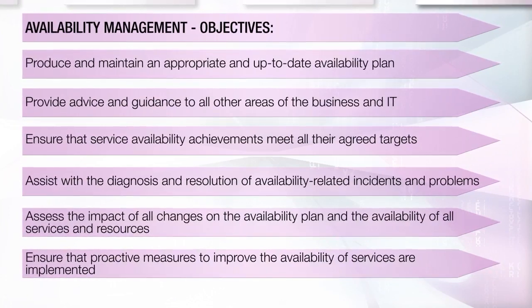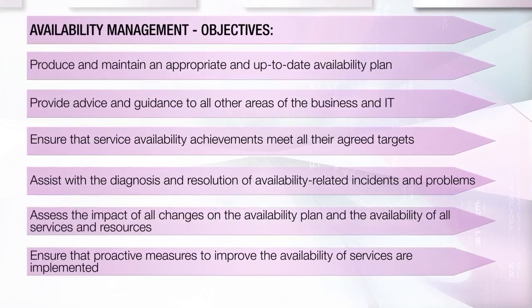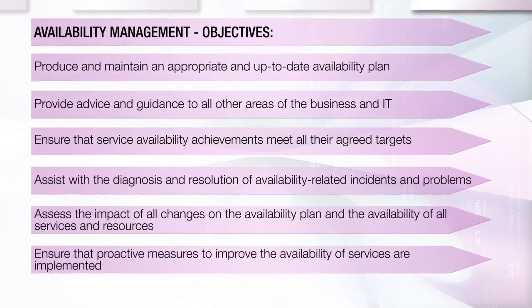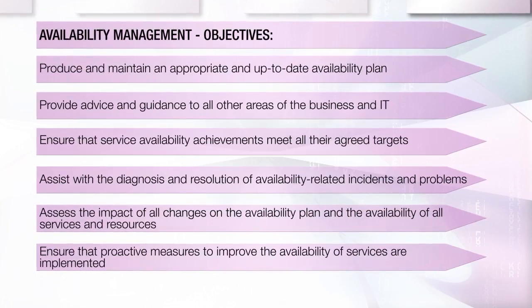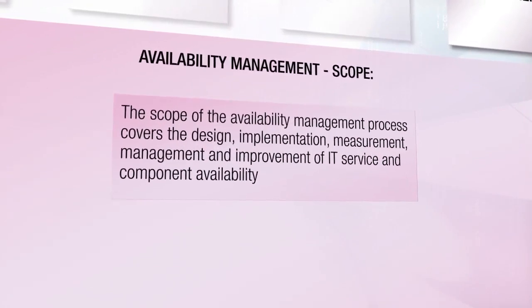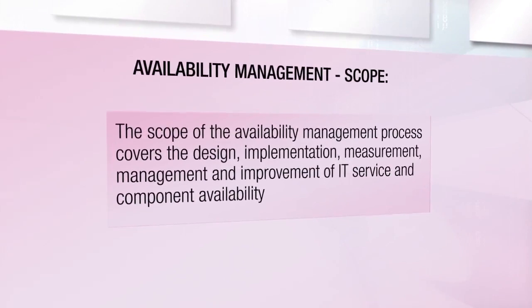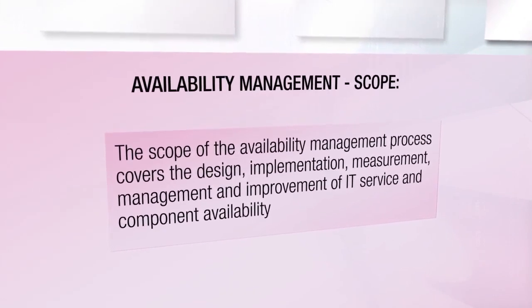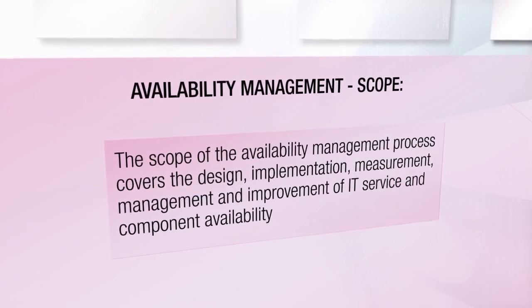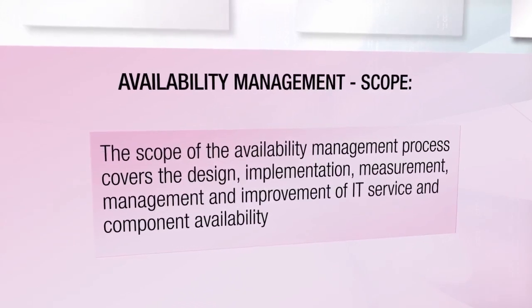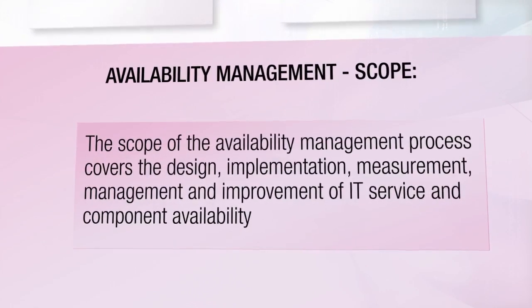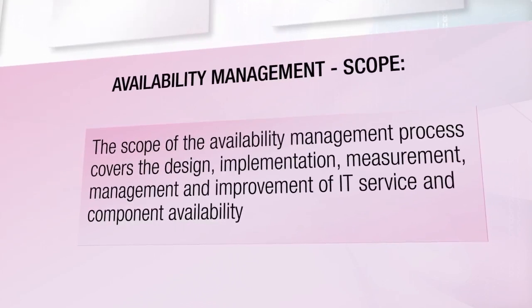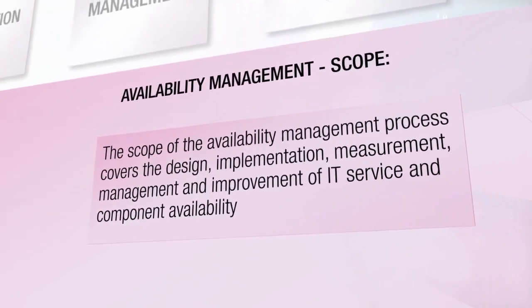Availability management should ensure the agreed level of availability is provided. The measurement and monitoring of IT availability is a key activity to ensure availability levels are being met consistently. The scope of availability management as a process is to cover the design, implementation, measurement, management, and improvement of IT service and component availability. Availability management is involved as soon as the availability requirement for an IT service can be communicated. The process is ongoing and is completed when the IT service is decommissioned or retired.